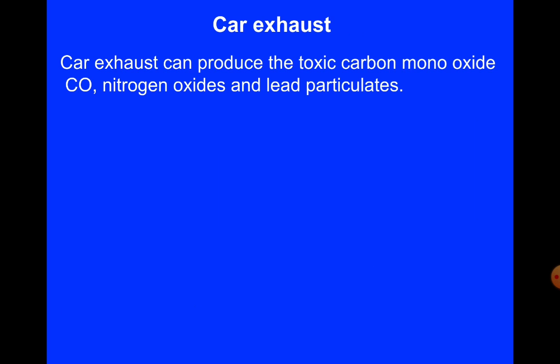One of the toxic gases that a car produces is carbon monoxide. Now, when does carbon monoxide occur? When there is not enough oxygen, and we call that incomplete combustion, and then we get carbon monoxide. And carbon monoxide is very toxic. You cannot see it, you cannot smell it, and it can take over the place of oxygen in your blood.